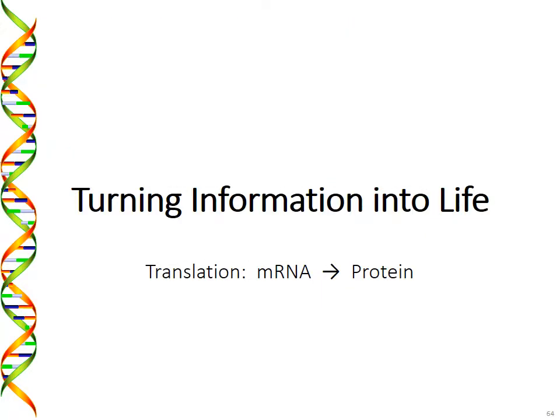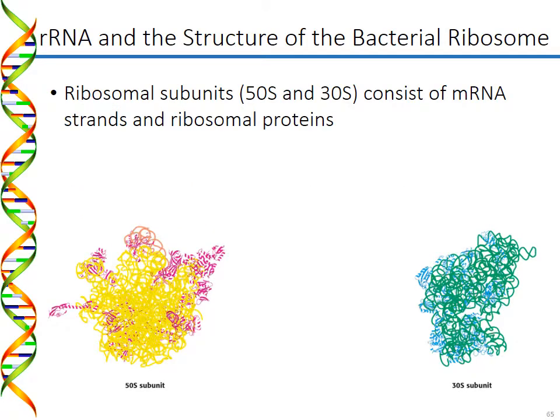Now that we've discussed replication and transcription, let's take a look at the third of the three critical processes, translation, which is the creation of a protein molecule from a strand of mRNA. So in the RNA section, we looked at the general structure of the ribosome. We're going to take a more detailed look at that here in this section.